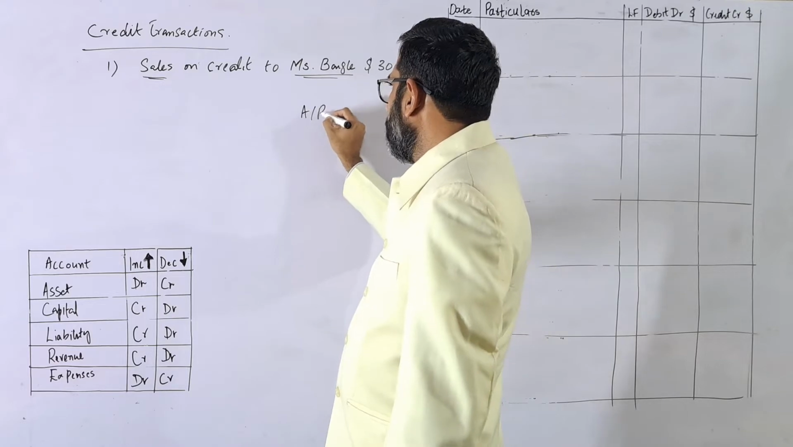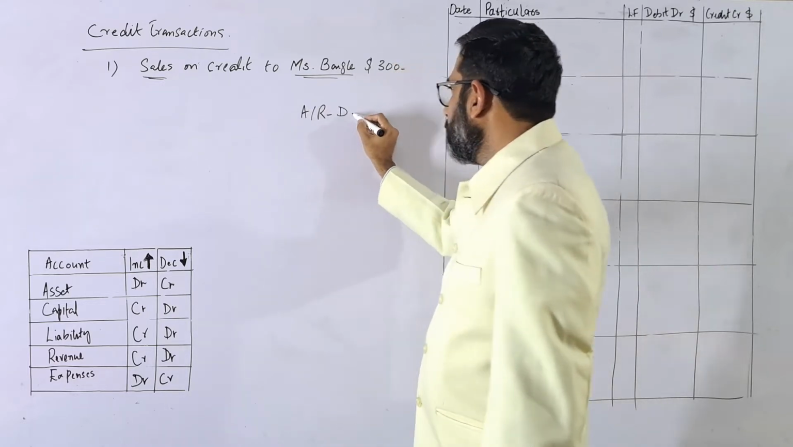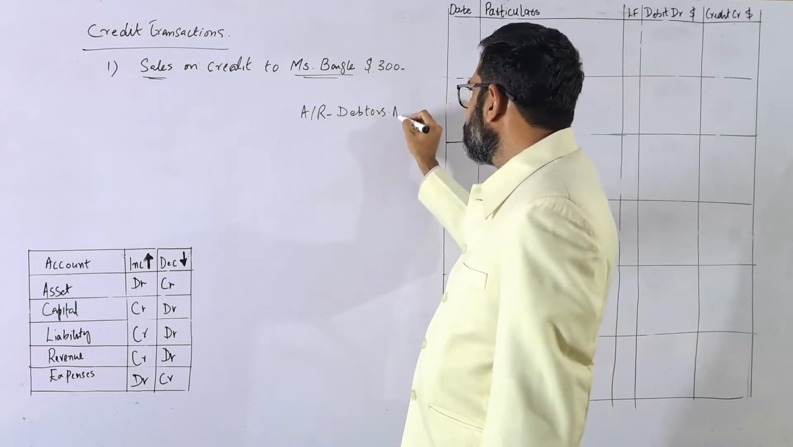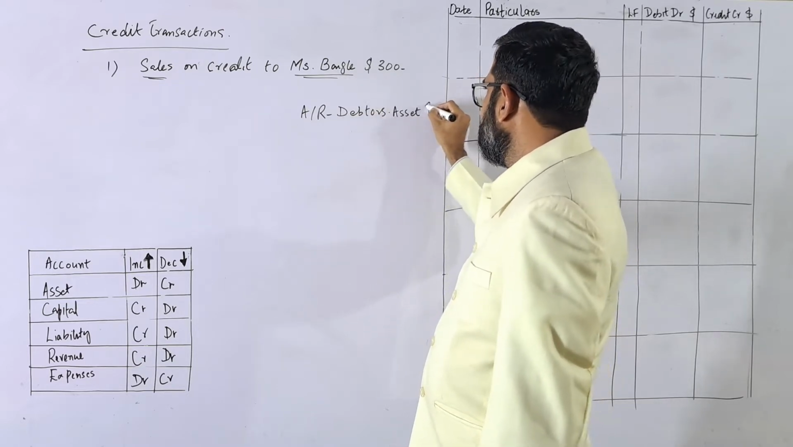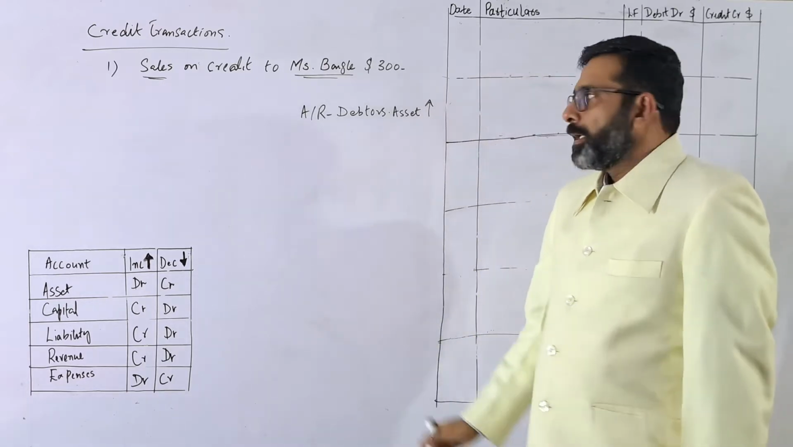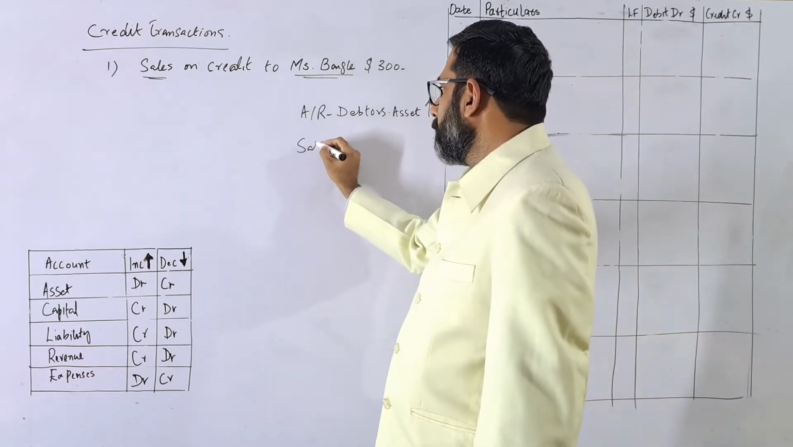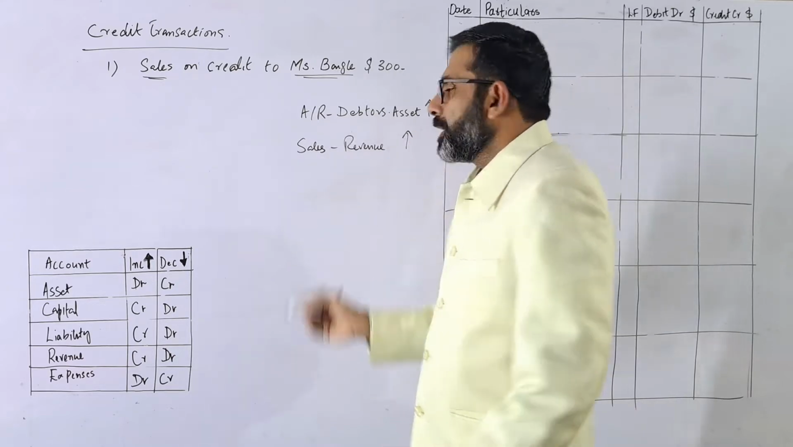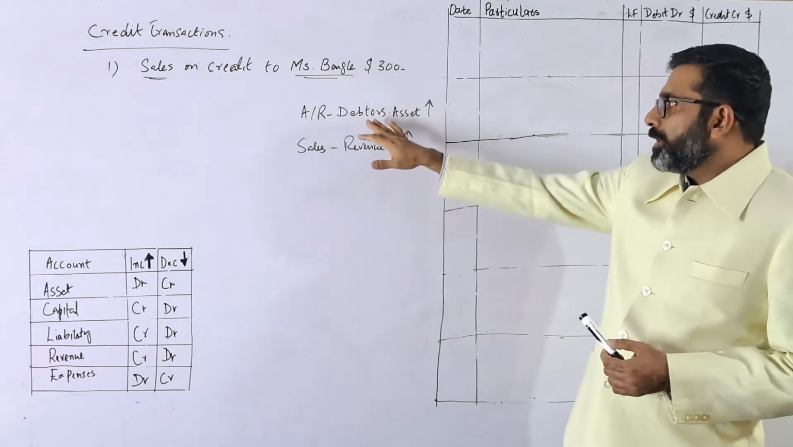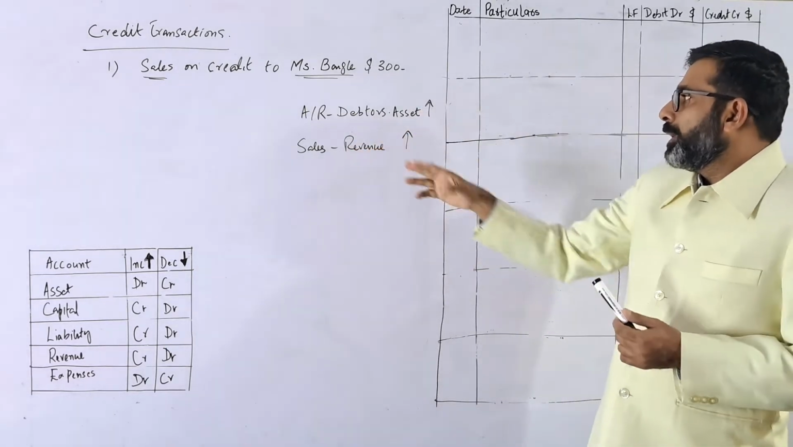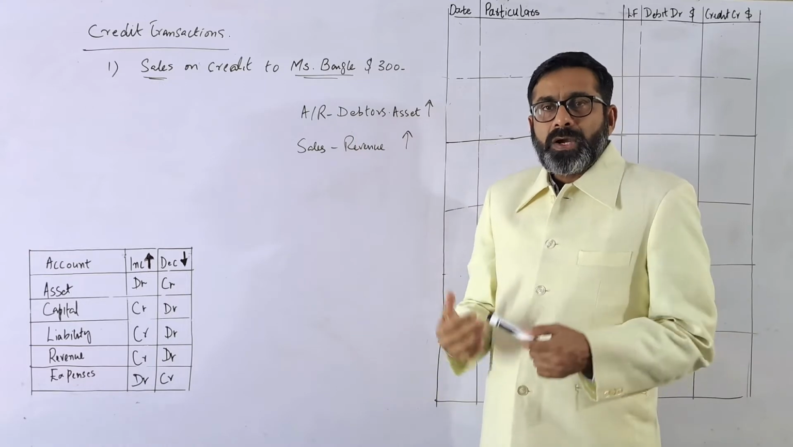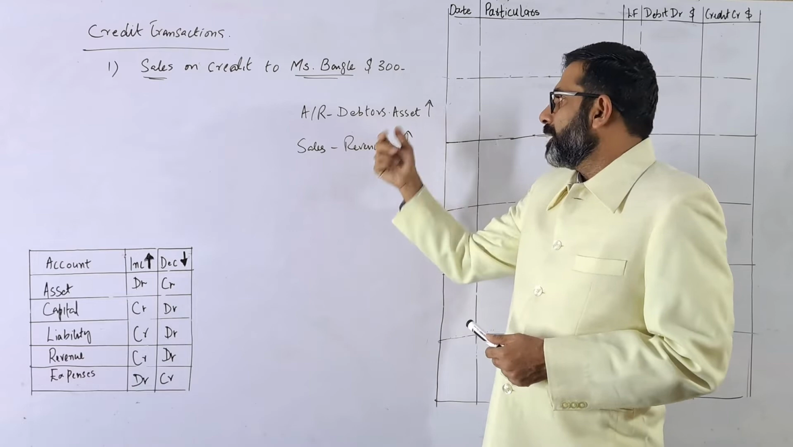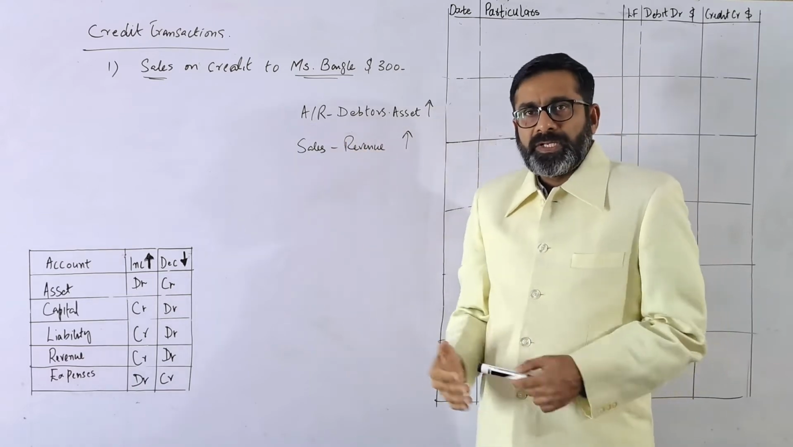Account receivables, or what we say the debtors, that is an asset, and there is an increase in the asset. The second effect is on the sales, and the sale is revenue, it is also increasing. So the first is the account receivables, we can say the trade receivables, and that is increasing. Increasing means that we have to receive the money.